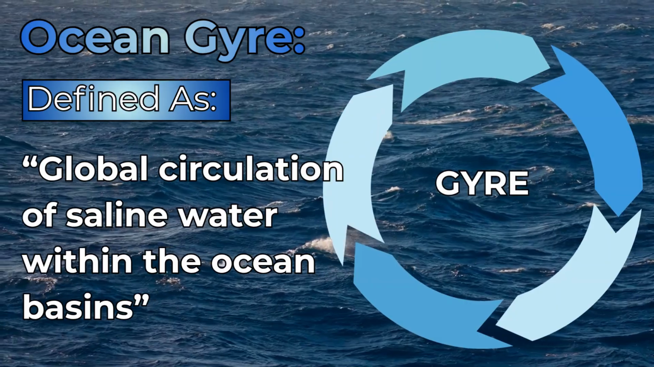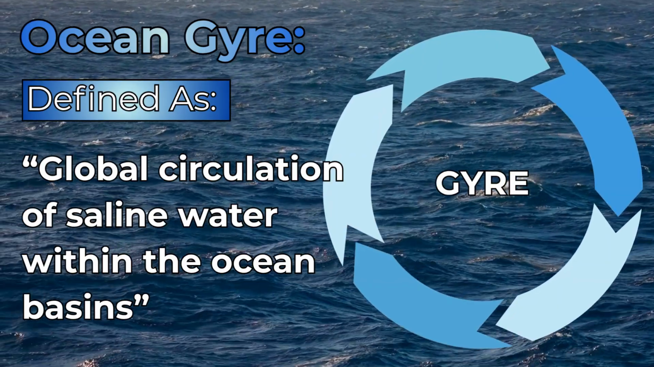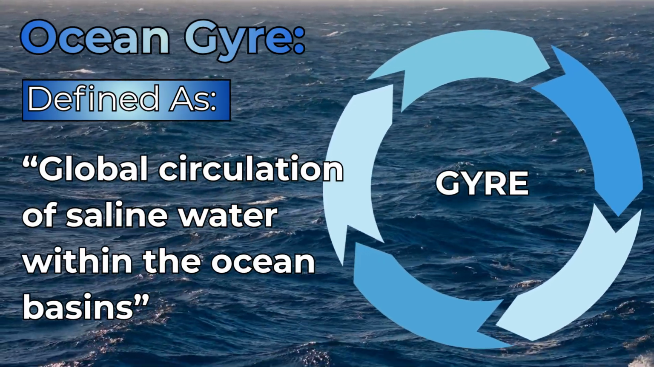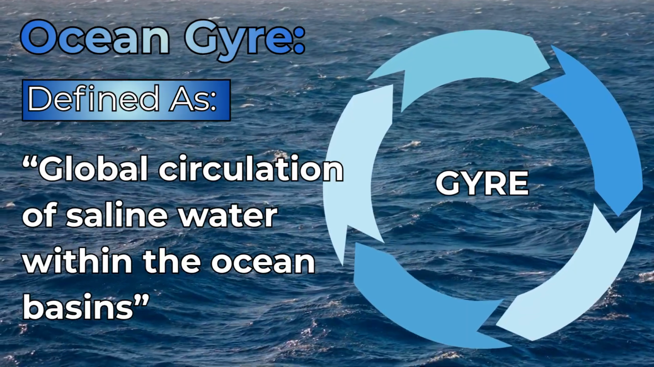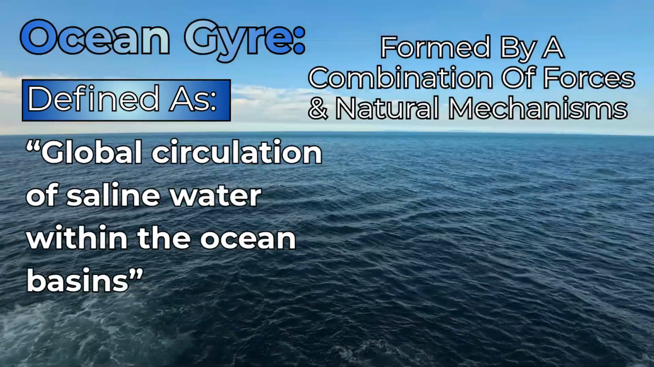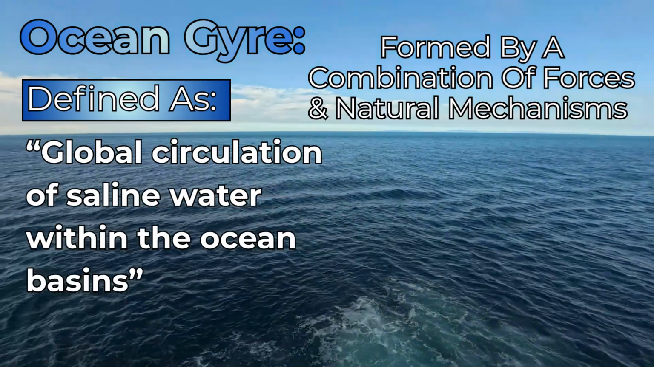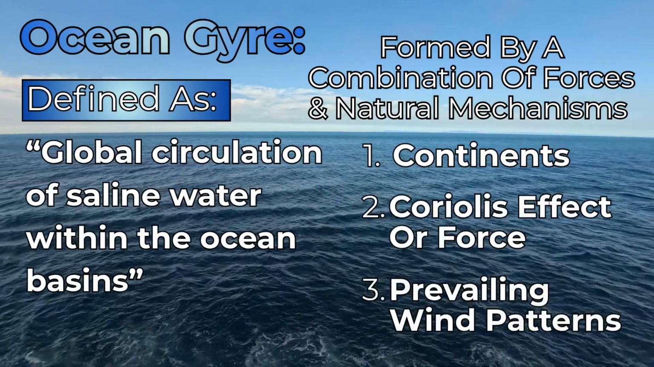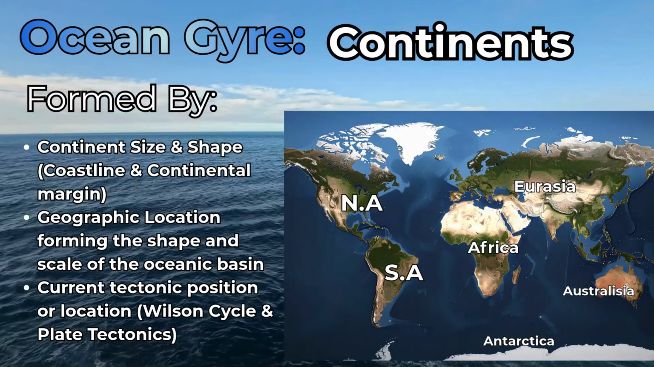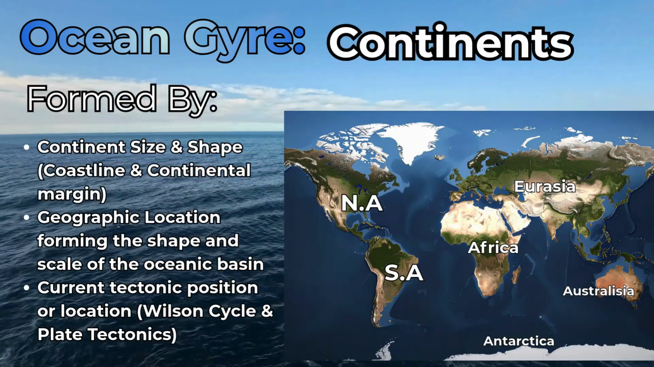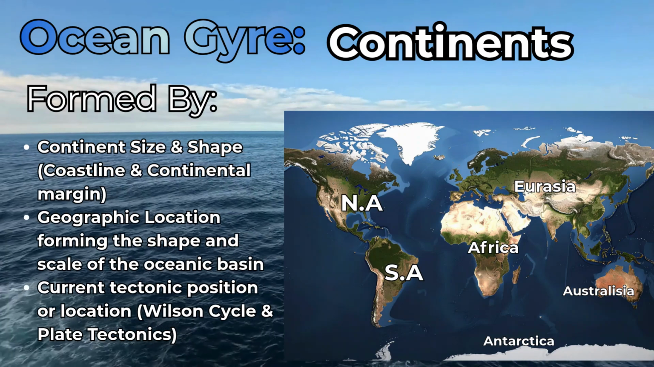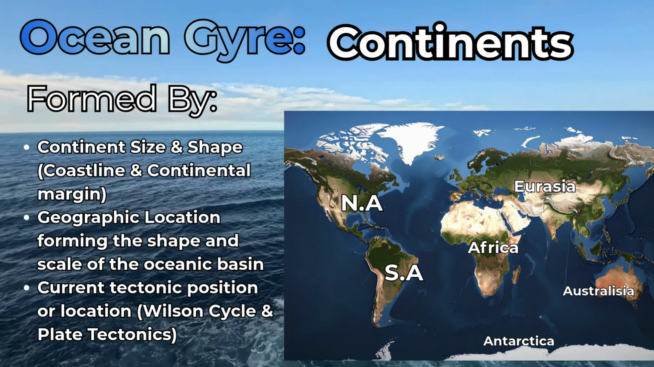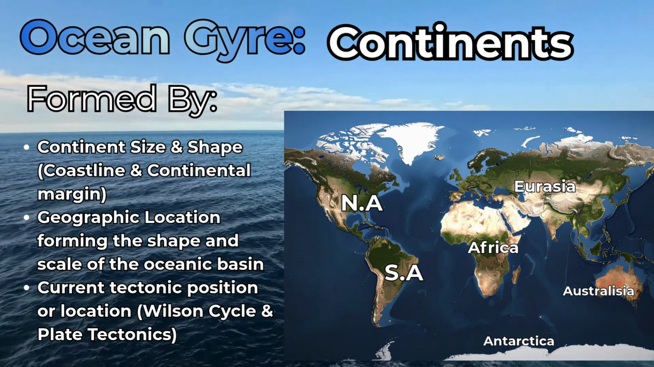So in this video, we're talking about oceanic gyres, which is global circulation of water, ocean water, saline water in the ocean basins. Now, this flow of water is a consequence of various factors, including the continents, Coriolis Effect, and the prevailing wind patterns. So first, the continents. The location and position of the continents tectonically and the shape of the coastlines dictates the flow of this circulating water around the ocean basins.